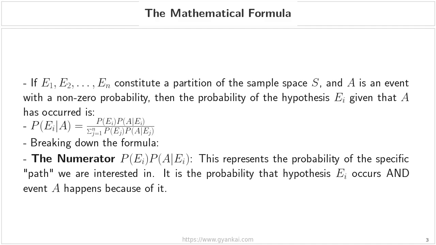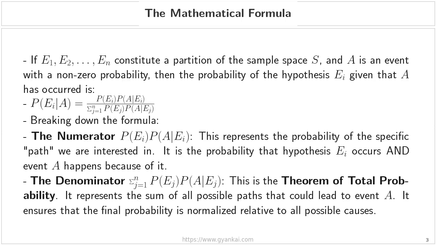First, let's look at the numerator. The probability of E sub i multiplied by the probability of A given E sub i. Think of this as the probability of one specific path. It represents the chance that our chosen hypothesis, E sub i, occurs and that it leads directly to the outcome A. Next, we have the denominator. The summation from j equals 1 to n of the probability of E sub j, multiplied by the probability of A given E sub j. You might recognize this from our earlier lessons.